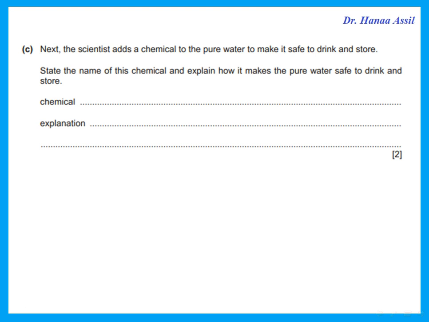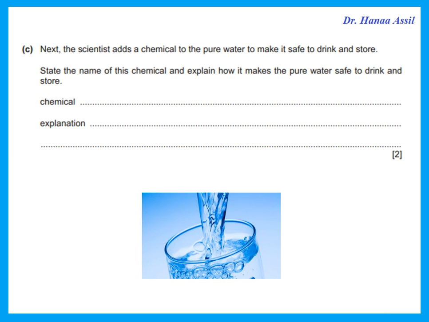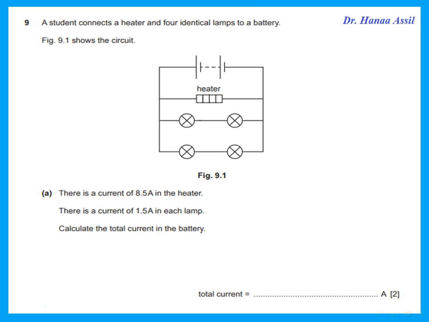Next, the scientist adds a chemical to the pure water to make it safe to drink and store. What do we add to pure water to make it safe? Remember that in this water, we have removed the solid particles, we have removed the dissolved salts, but we still have bacteria. We need to add chlorine to kill bacteria in the water.